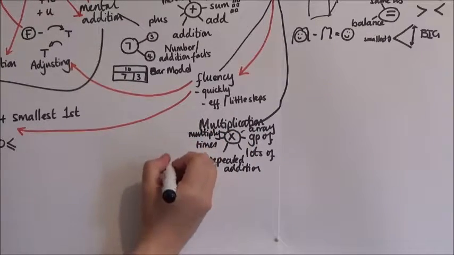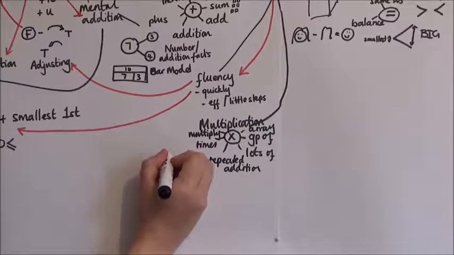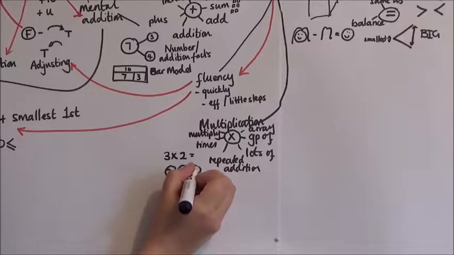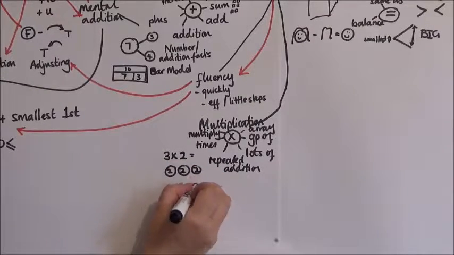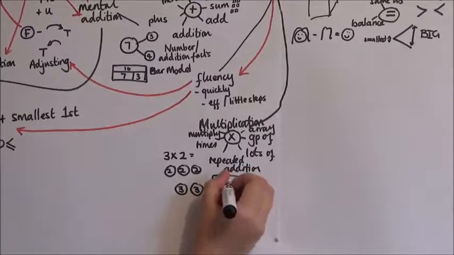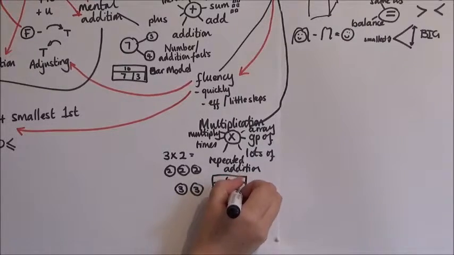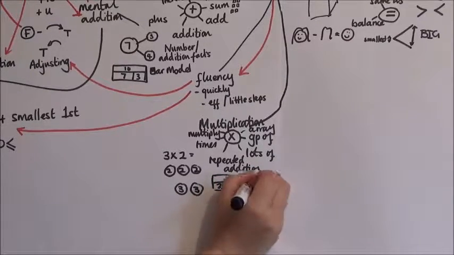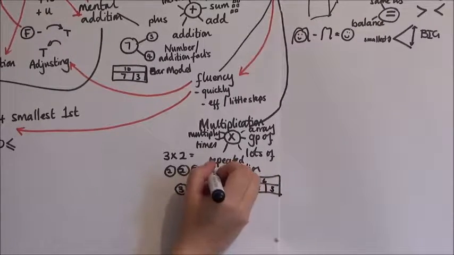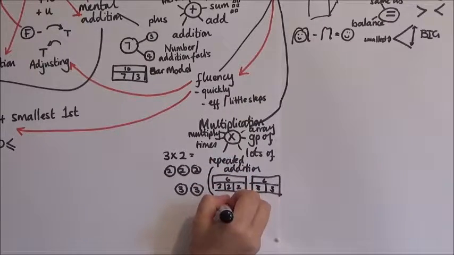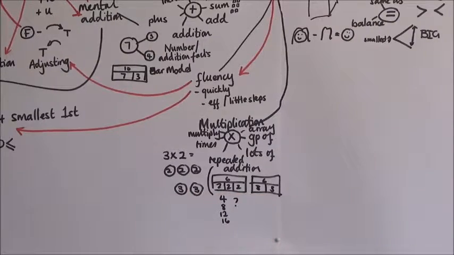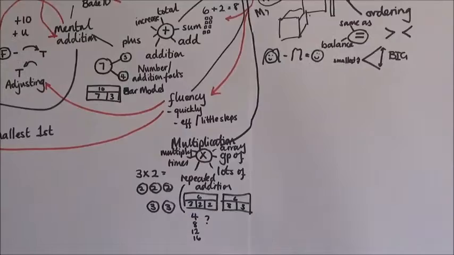And we know all it means is exactly the same as repeated addition. If we had 3 groups of 2, we'd have 3 groups with 2 in each group, or we'd say it's 3 repeated twice. We use the bar model to help us. And we also knew that by using repeated addition, we could very easily work out times tables that we weren't sure about.